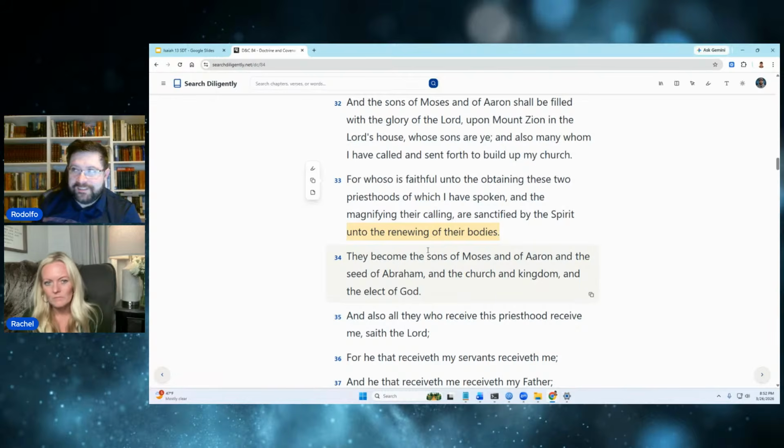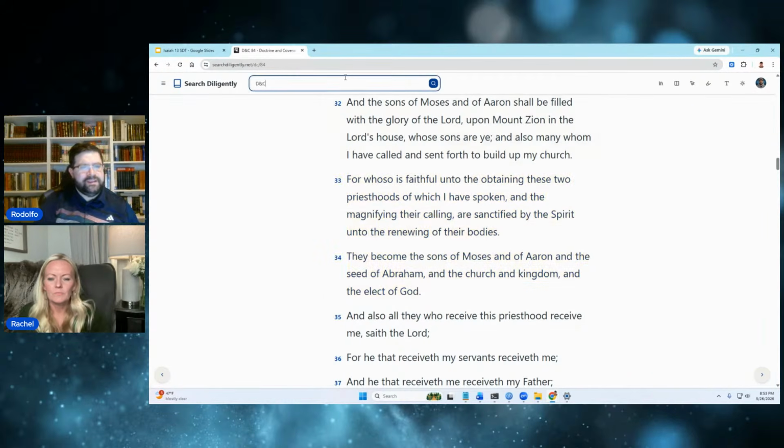In this case, it was the seed of the woman, of the church, which was the people back then in Jerusalem that were delivered from the Assyrian. And you have also the idea of posterity here, the sons of Moses and Aaron and the seed of Abraham. So that's the seed of Abraham, and the church and kingdom and the elect of God. So there's all the pieces right there. That's awesome. That's a good one.